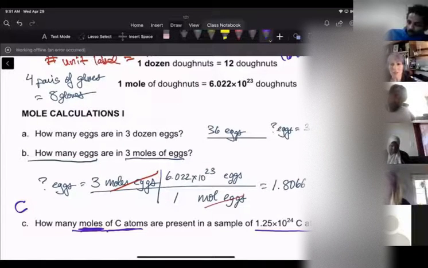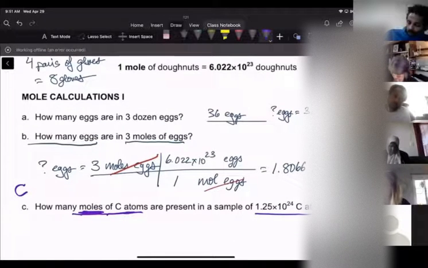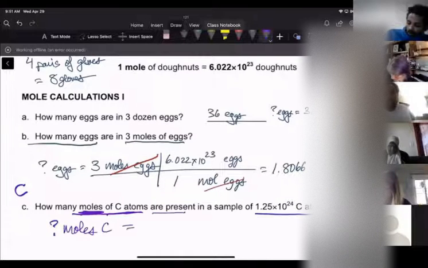So I'll just set this up for you and then we'll stop there and pick it up tomorrow. How many moles of carbon equals 1.25 times 10 to the 24 carbon atoms?